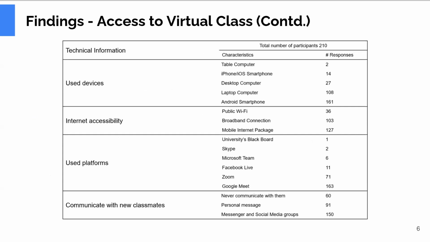Now, if we look at how participants access virtual class, the table data shows that most of the participants used Android smartphones and laptop computers, but the number of Android smartphone users is 161 and laptop computer users is 108. In terms of internet accessibility, 121 used mobile data, 103 used broadband connection, and public Wi-Fi was accessible to 36.